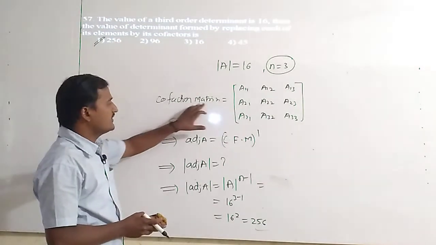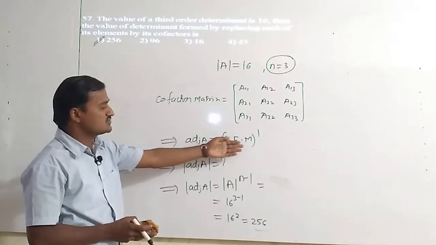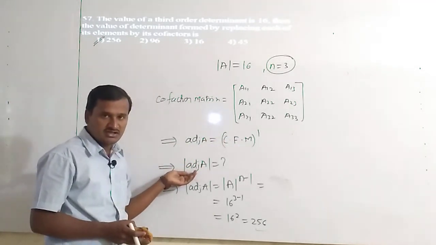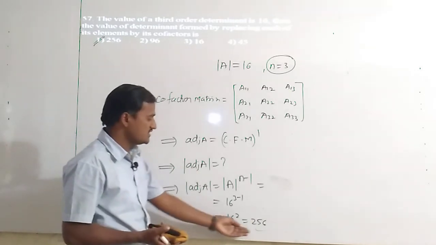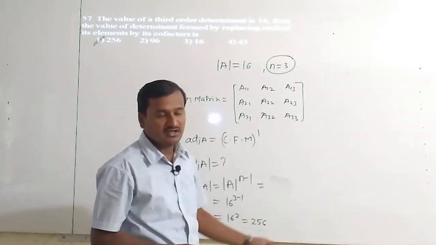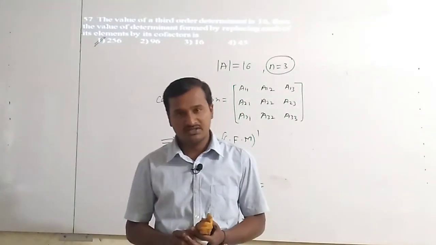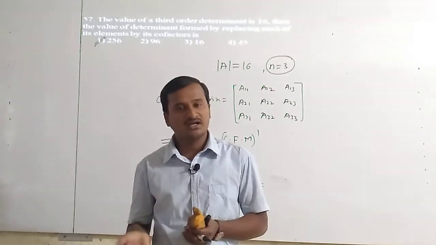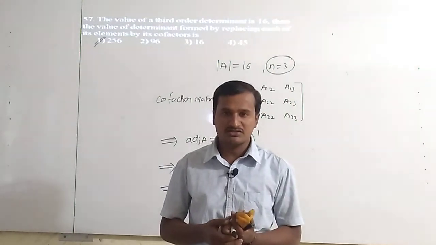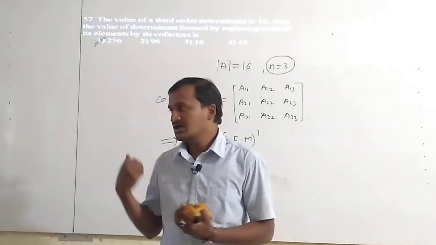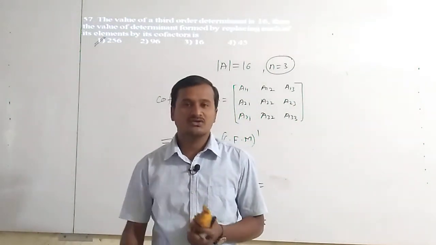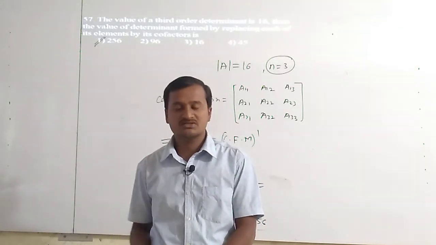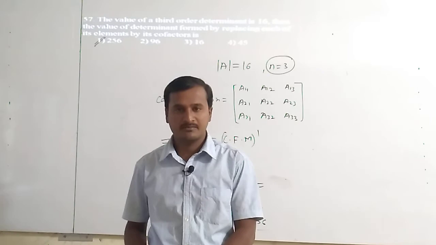So here it is a cofactor matrix, and the transpose of the cofactor matrix gives the adjoint. Determinant of adjoint they have asked, so therefore its answer is 256. Okay, up to this topic is completed. So up to this we have completed matrices also, determinants also, and some of the questions I have given as homework, just you have to practice, and if you have any doubts, just message us using our app. Thank you.